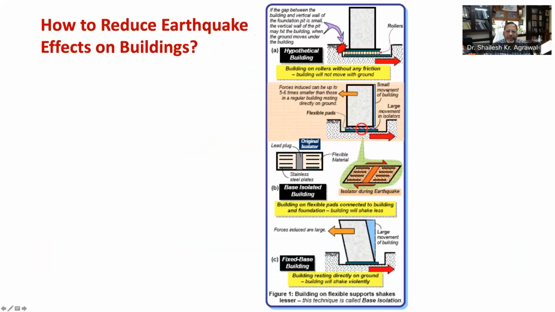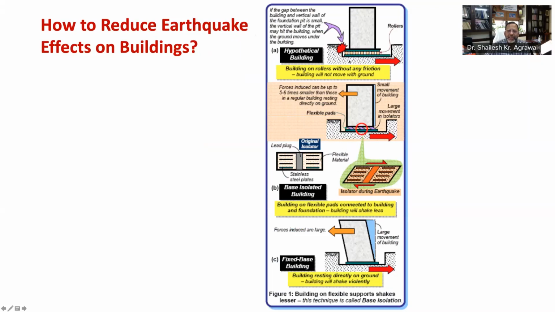The concept of base isolation is explained through this example building resting on frictionless rollers as shown in this figure 1A. When the ground shakes, the rollers freely roll, but the building above does not move. That means no forces are transferred to the building due to shaking of ground, or in other words, the building does not experience the earthquake.